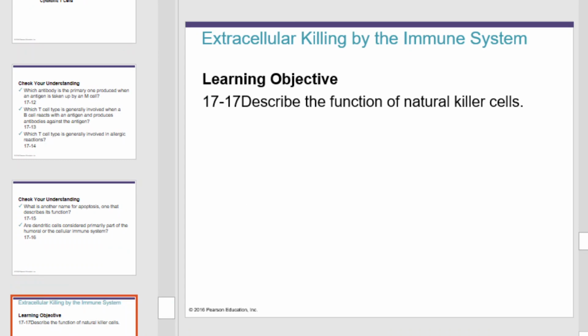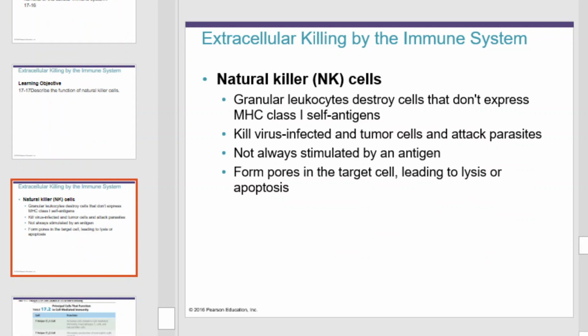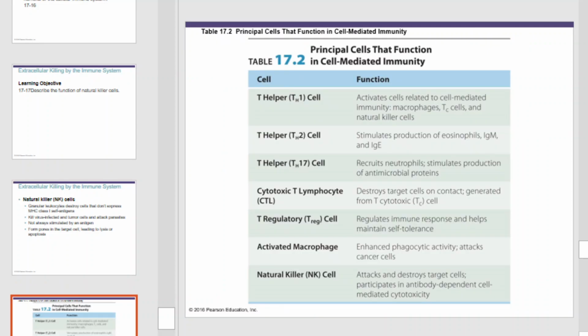Extracellular killing by the immune system. Natural killer cells, or NK cells, are granular leukocytes that destroy cells that don't express MHC class I self-antigens. NK cells kill virus-infected and tumor cells and attack parasites. NK cells are not always stimulated by an antigen, and they kill by forming pores in the target cell, leading to lysis or apoptosis. This is a table that illustrates the principal cells that function in the cell-mediated immune response.